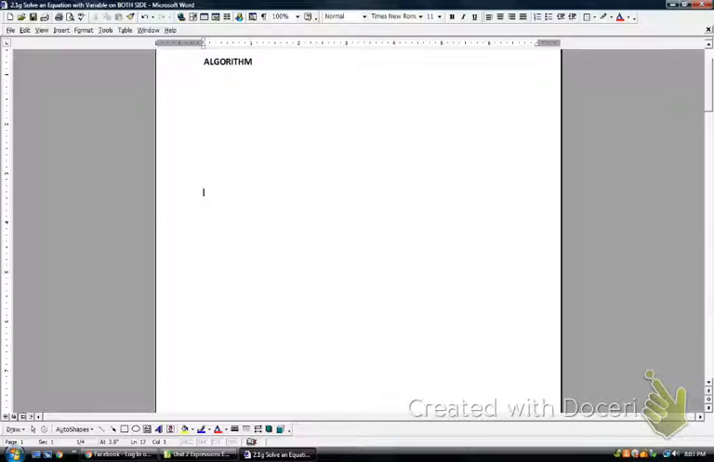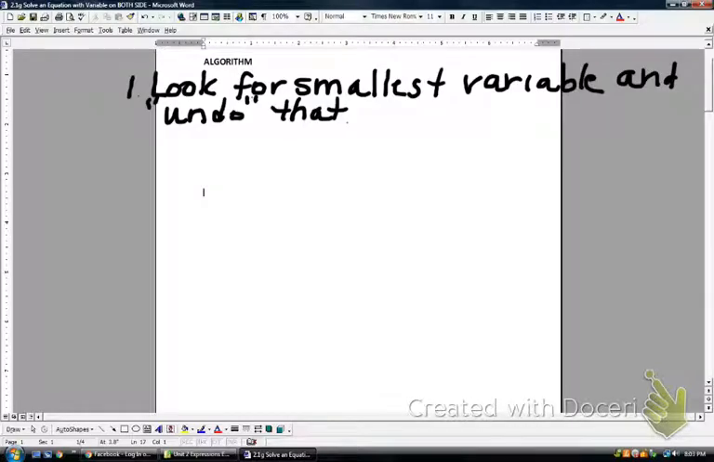So our first step in the algorithm is look for the smallest variable and undo that. So I'm going to go ahead and pause it and write that down, and you can write it down as well. Sometimes when we look for the smallest variable, however, that makes our variable on the right-hand side of the equal sign, and some people don't like to do that.